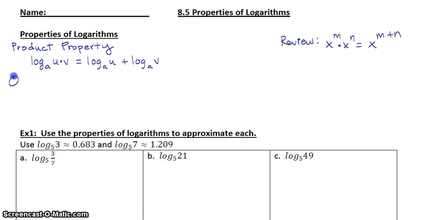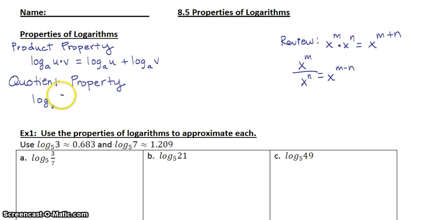The next one you're going to learn about is called the quotient property. This one matches with what we learned with something like x to the m divided by x to the n. Remember, we subtracted the exponents. So here's what our quotient property says. Let's say I have a fraction, log base a of u divided by v. That is the same thing as doing log base a of u subtract log base a of v.